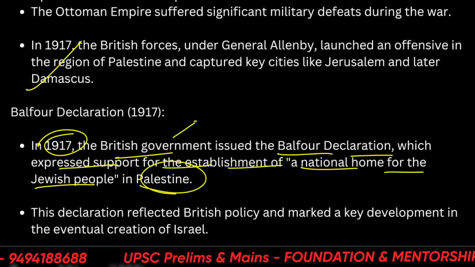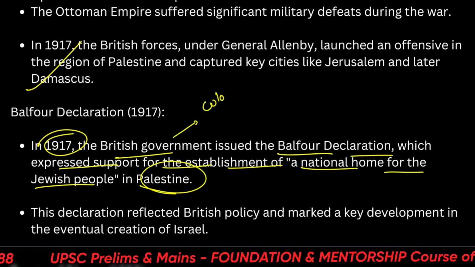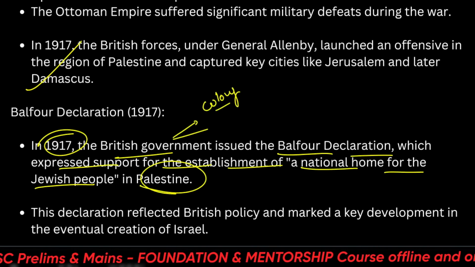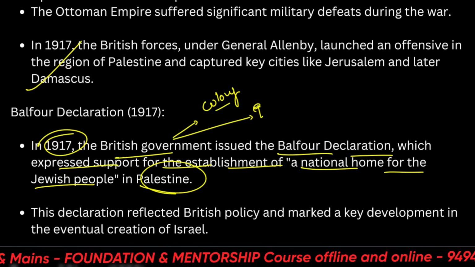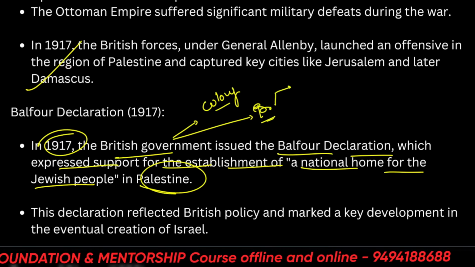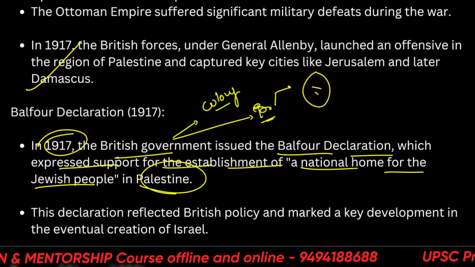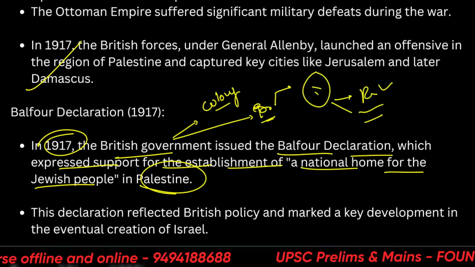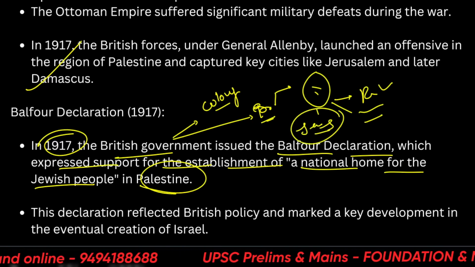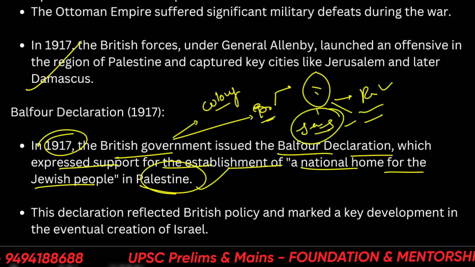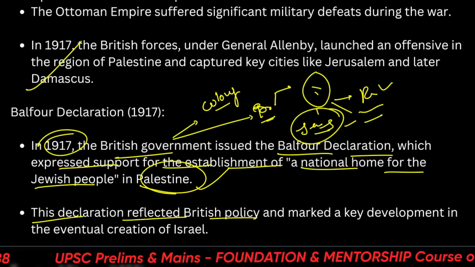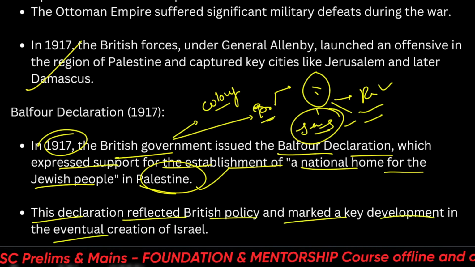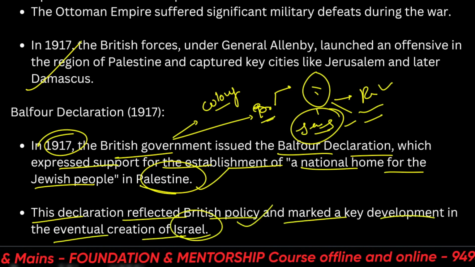So the British had to eventually leave this area as a colony, and they applied some thought to who should now administer this area. Because of their regional goals and the strategic importance of this area, they wanted the Jews to return to this area and have a national home for the Jews in Palestine. So this declaration reflected British policy and marked a key development in the eventual creation of Israel.